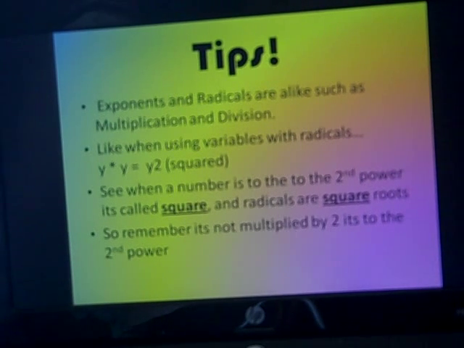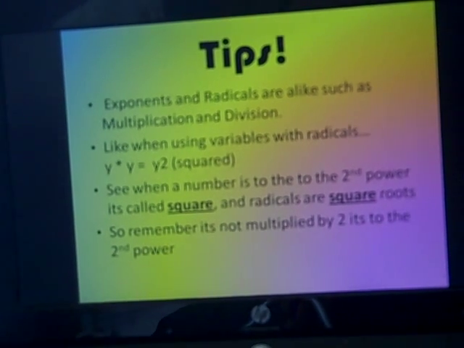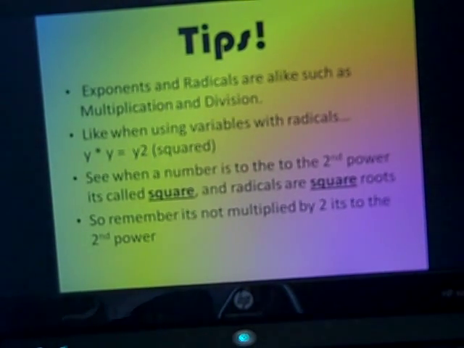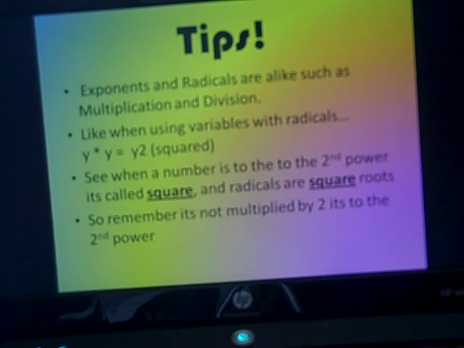Tips. Exponents and radicals are alike, such as multiplication and division. Like when using variables with radicals. Y times y equals y squared. See, when a number is to the second power, it's called square, and radicals are square roots. So remember, it's not multiplied by 2, it's to the second power.